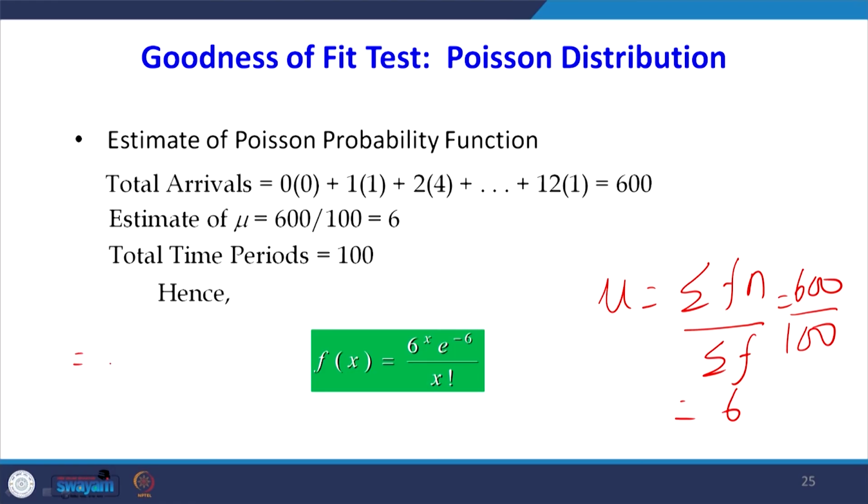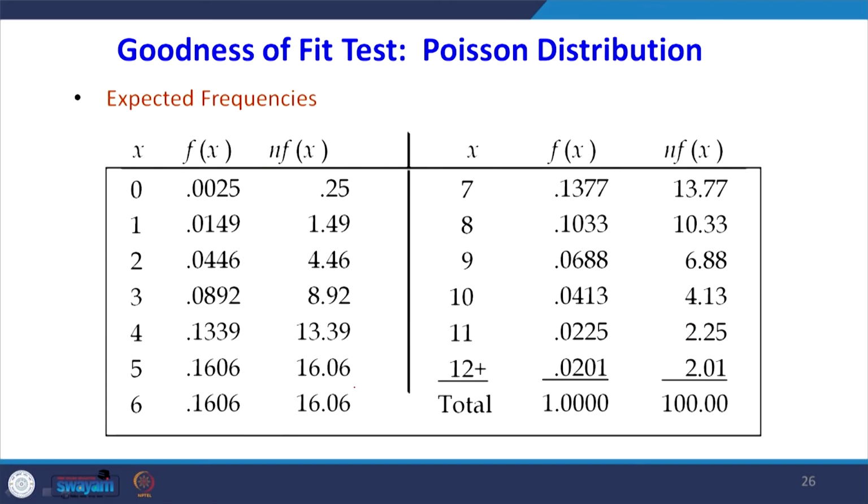So the formula is e power minus mu, mu power x, otherwise some people call it lambda, e power minus lambda into lambda power x divided by x factorial. So here mu is your 6, so 6 to the power x, e to the power minus 6 divided by x factorial. Now what we have to do? We have to substitute these x values. Then after, if you substitute these x values, you will get a theoretical frequency.